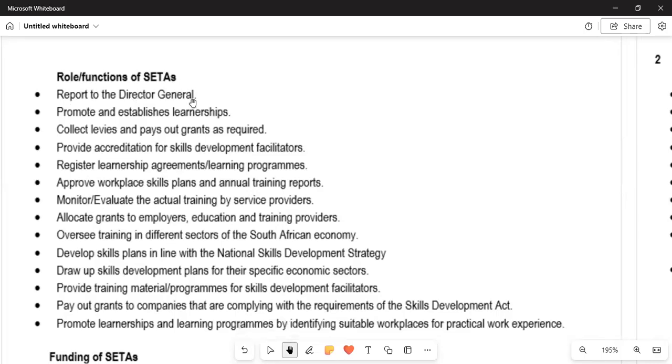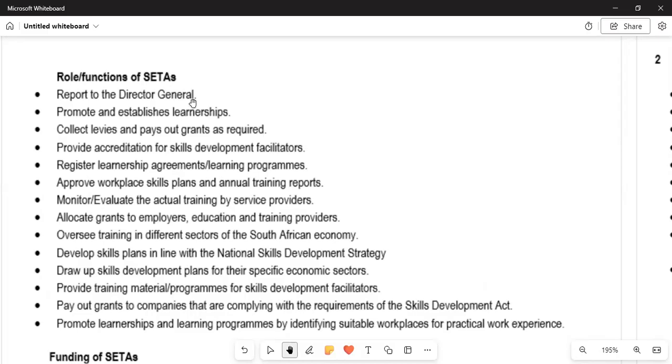They promote and establish learnerships. So SETAs are the ones who establish learnerships. They are the ones who give the accreditation to organizations to provide learnerships. They collect levies and pay out grants as required. You know the levies that we have talked about, the 1% that is paid out by the organizations. So businesses who pay out that 1%, in return, they are going to get the grants from the SETAs so that they can provide training to their employees.